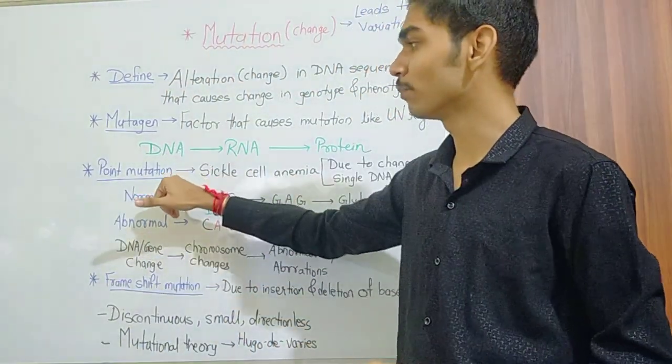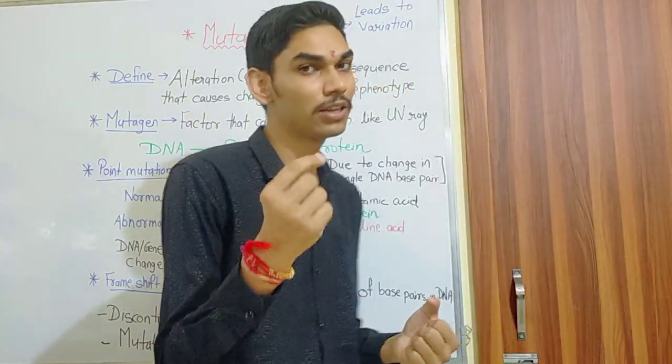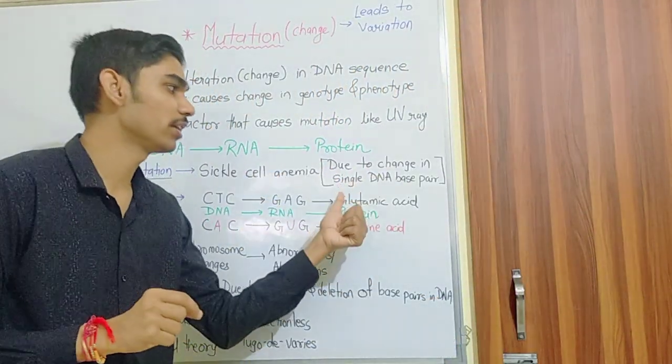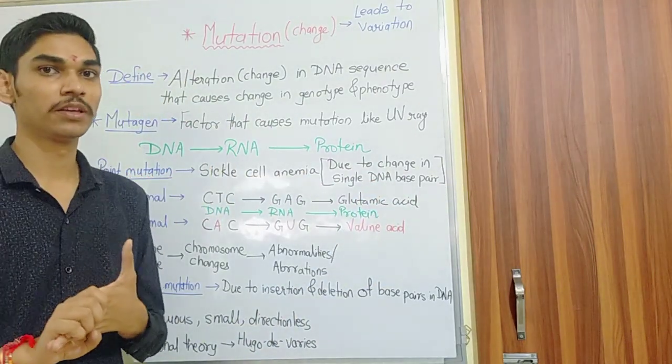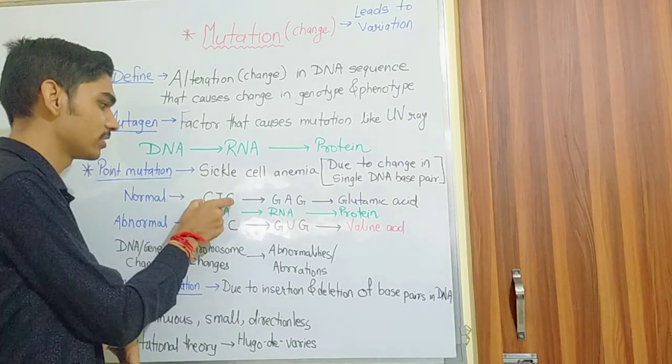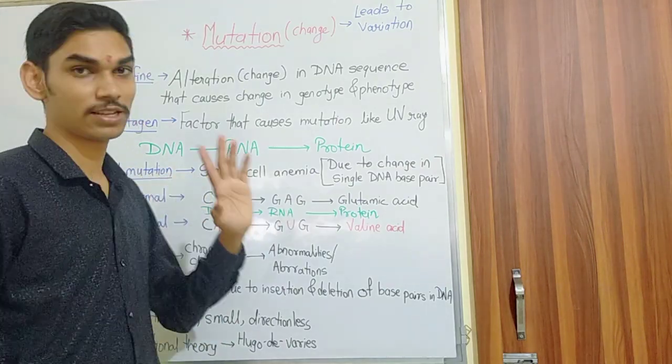An example is point mutation. Point mutation refers to the change in a single base pair. A change in a single DNA base pair is referred to as point mutation. In the sense, on a DNA sequence, there is a change in a single base pair. For example, sickle cell anemia.